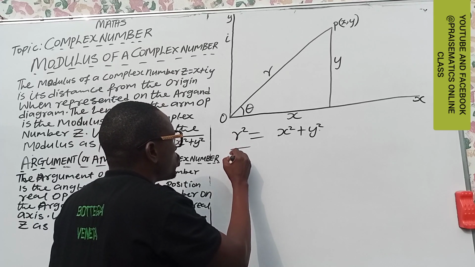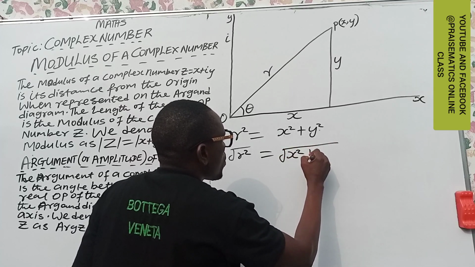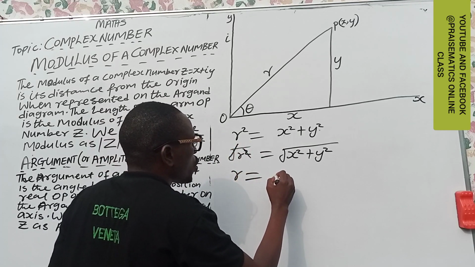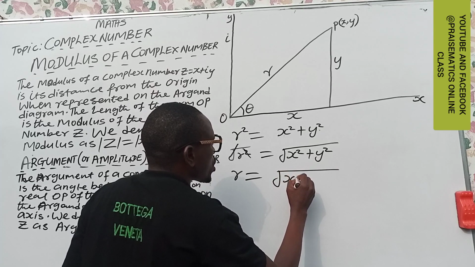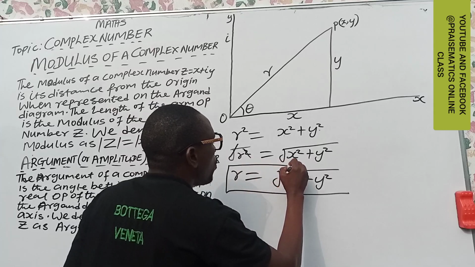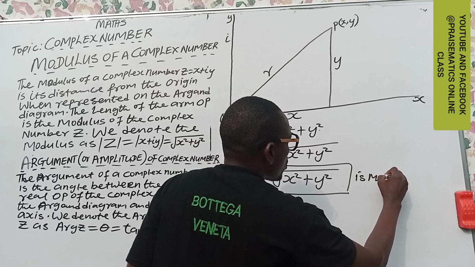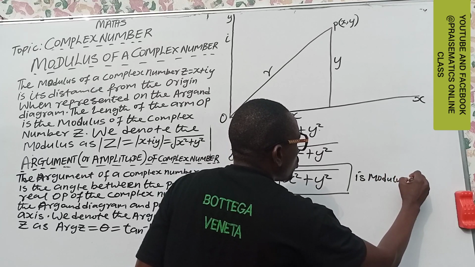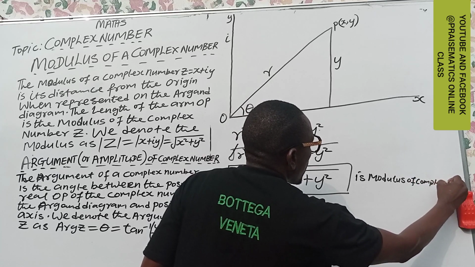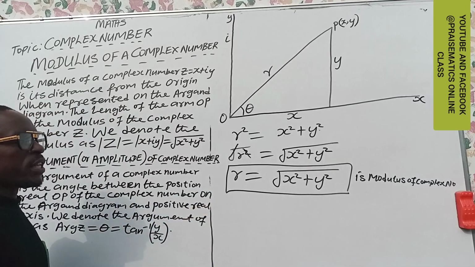We square root both sides. Now r is equal to the square root of x square plus y square, since the square root cancels the square. So this formula is called the modulus of a complex number. This is the formula to solve the modulus of a complex number.